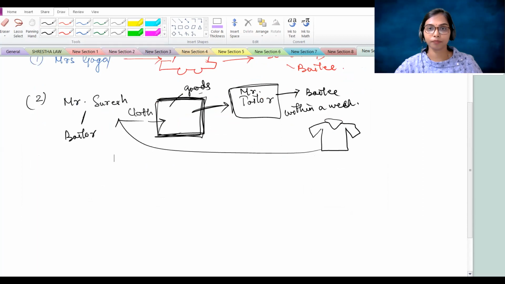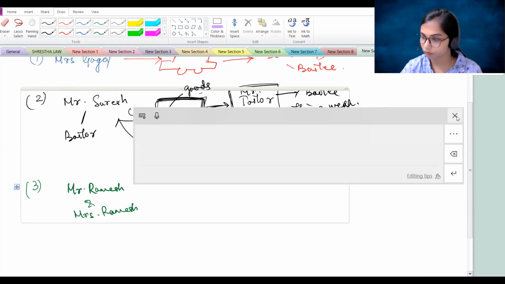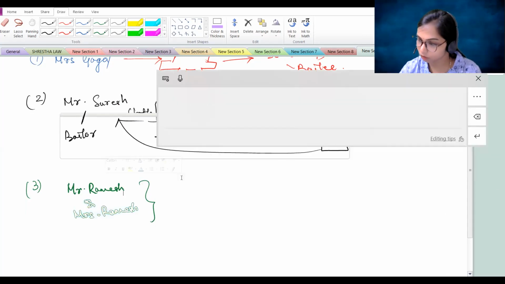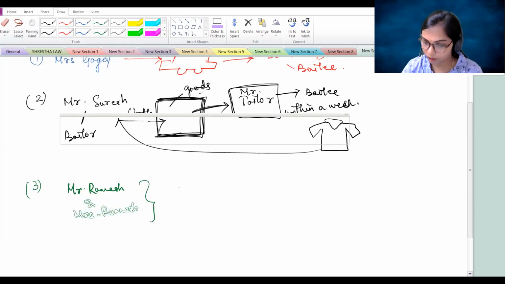Now coming to the third example. This is Mr. Ramesh. Mr. Ramesh and Mrs. Ramesh have a dog.